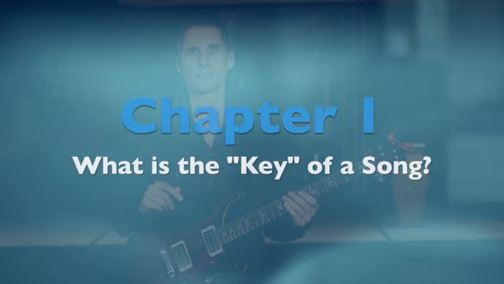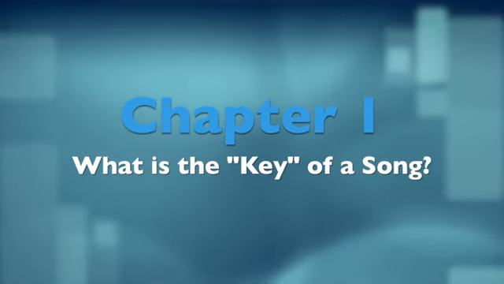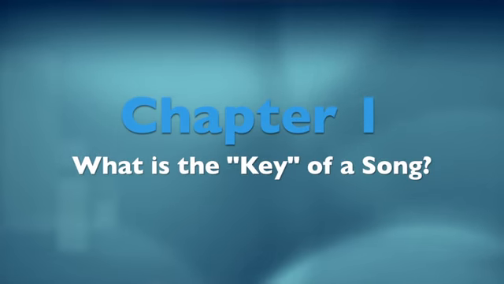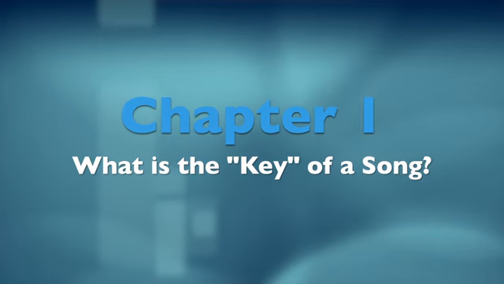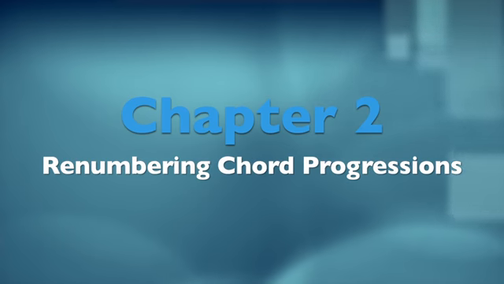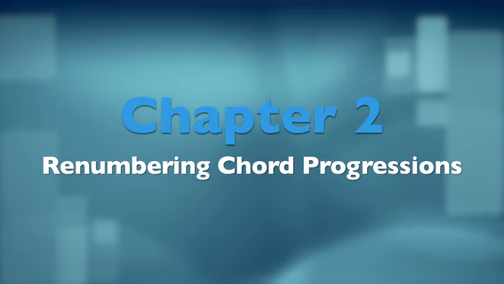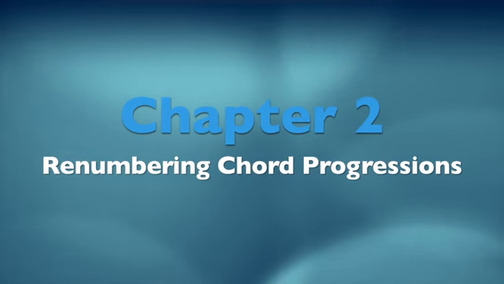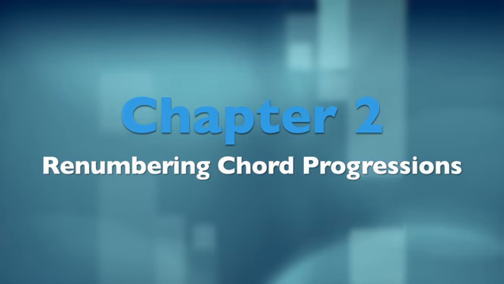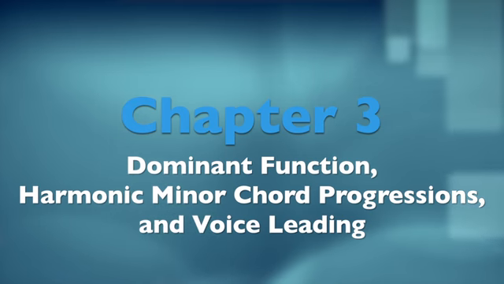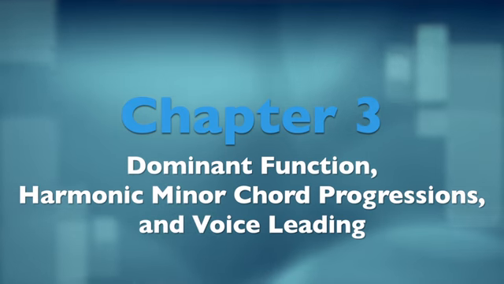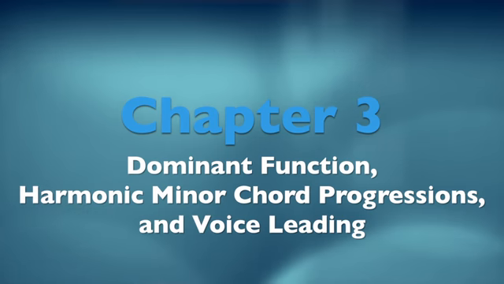Here's what you'll learn. Chapter 1 explains different ways musicians refer to a song's key. You receive additional insight on keys, modes, and key signatures. Chapter 2 shows how musicians analyze chord progressions starting from a song's tonal center rather than from its parent major scale. Chapter 3 demonstrates the use of dominant function and voice leading in both major and harmonic minor songs.